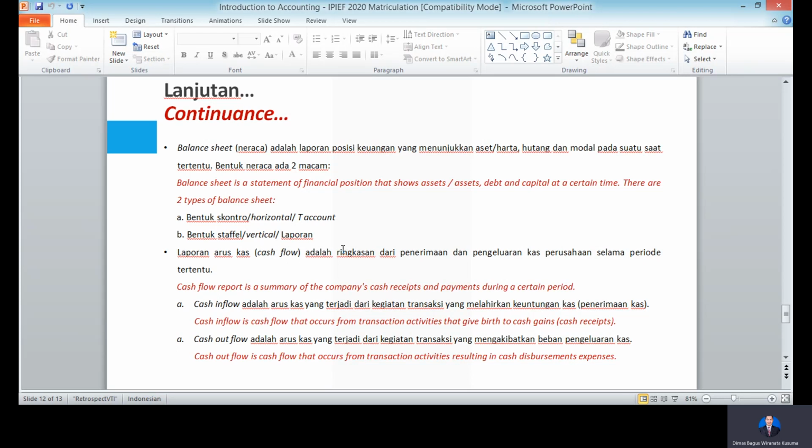And the fourth one is the cash flow statement. The cash flow statement or report is a summary of the company's cash received and payments during a certain period. Cash inflow is a cash flow that occurs from transaction activities that give a cash gain, where you receive cash. The other one is cash outflow, the cash flow that occurs from transaction activity resulting in cash disbursement. So you disburse, you spend money outside your company.